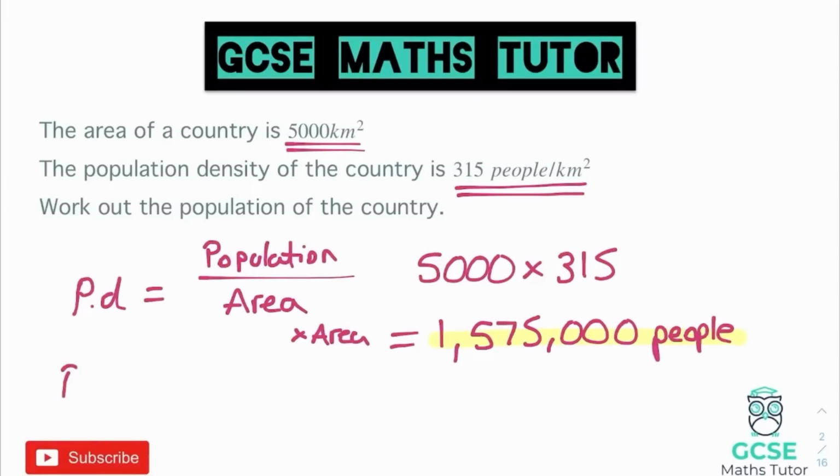So that would mean we had to have the population density multiplied by the area would be equal to the population. Okay, but you can apply a logical approach here because it makes sense for us to multiply when every one of those kilometre squareds had 315 people.